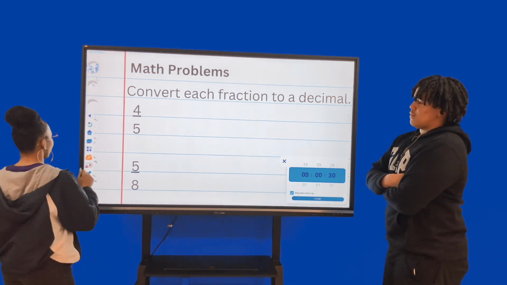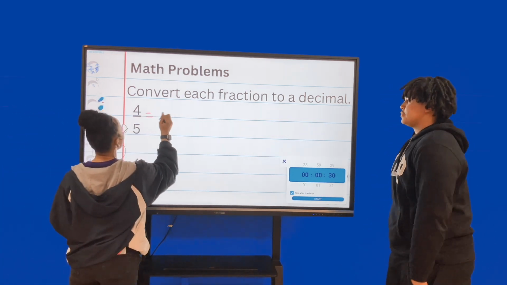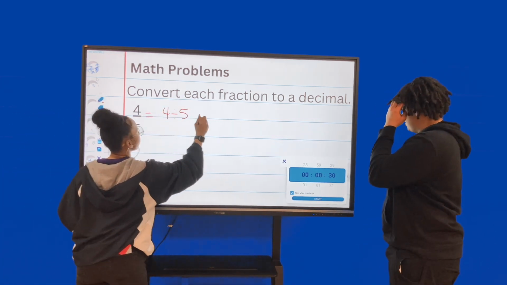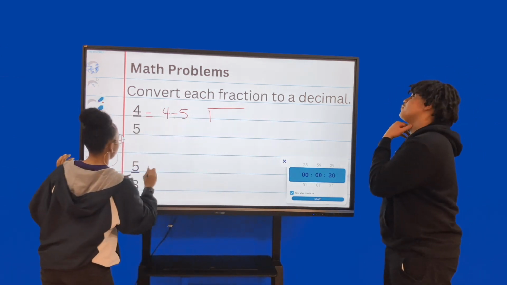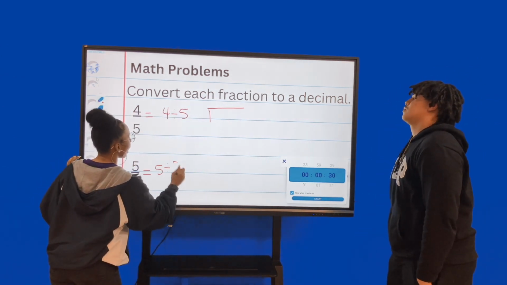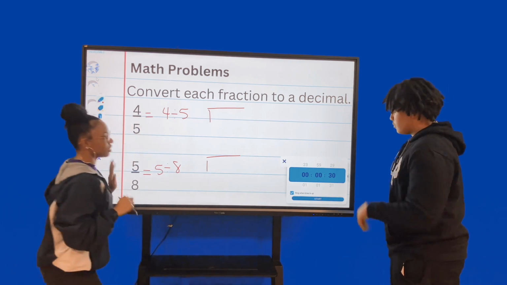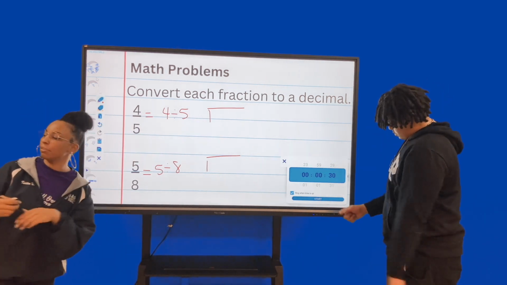Okay, there we go. All right, so I want to set that up for y'all. So 4/5, same thing as 4 divided by 5. So that should help you out when you do your long division. 5/8 is the same thing as 5 divided by 8. So that should help you out with your long division. Let's do 30 seconds, and then we'll come back and check it.